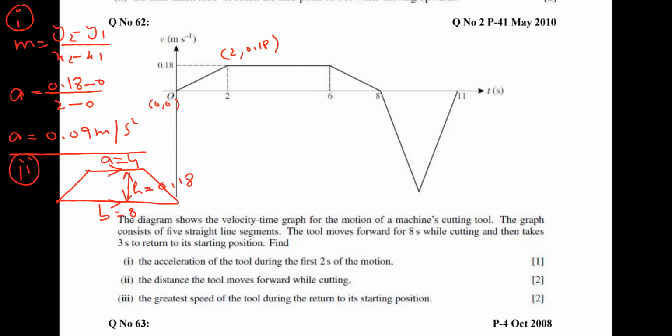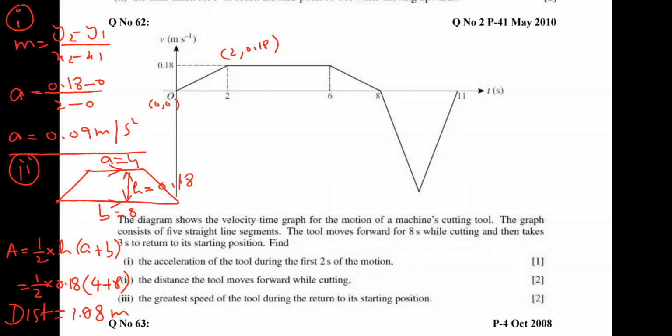Now I am going to use it. What is the area of the trapezium formula? Half times h times (2a plus b). I am going to apply the formula. Height is 0.18 and a is 4 plus 8. 4 plus 8 is 12, so 6 times 0.18. And I am getting, alhamdulillah, distance is equal to 1.08 meters only, distance.